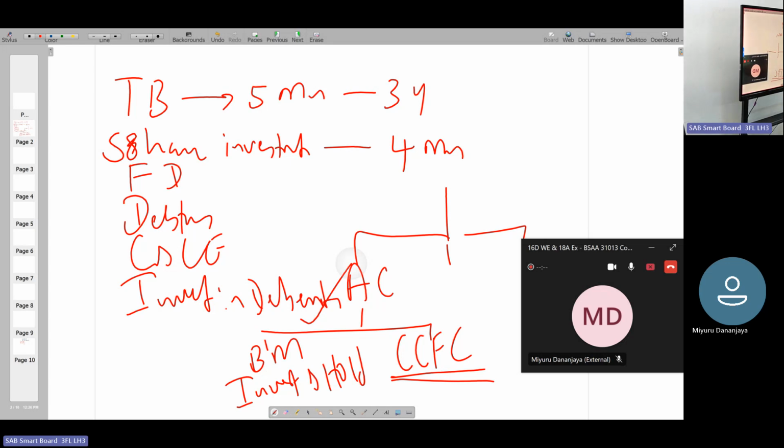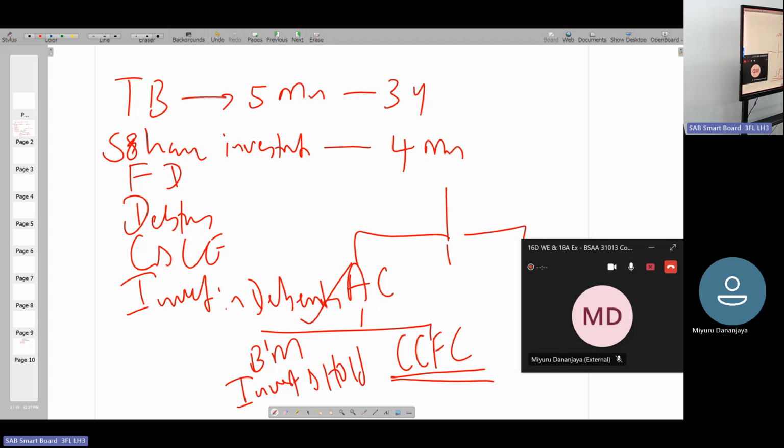Contractual cash flow characteristics. Debenture investments. Yes or no? If you invest in debentures, yes, they will be giving us interest. What does that mean? It is contractual. There are contractual cash flows.